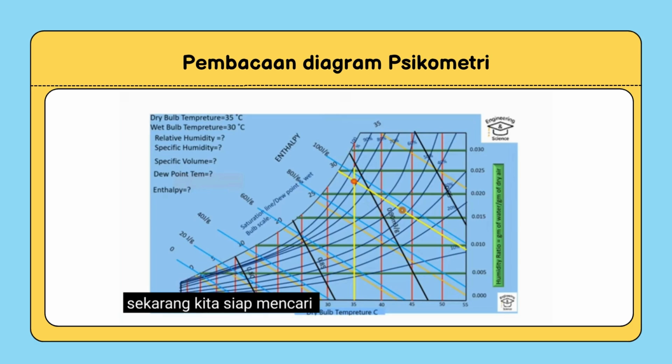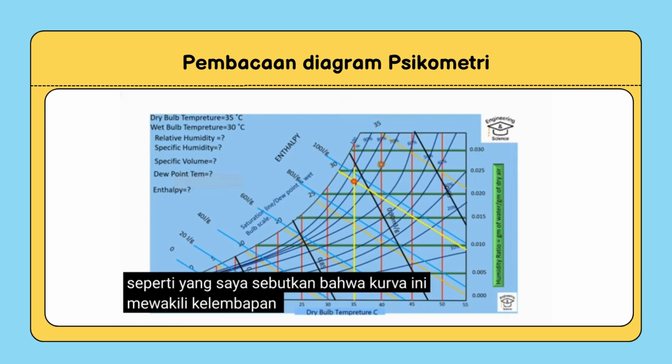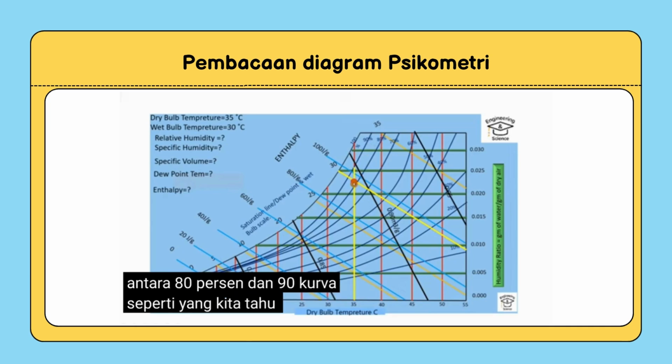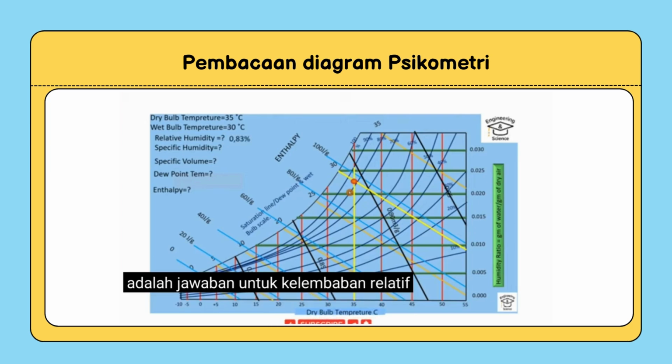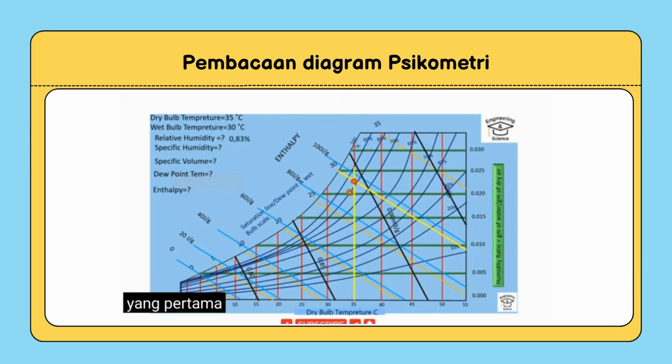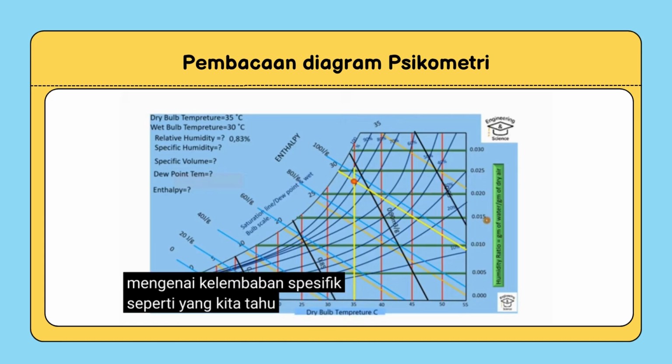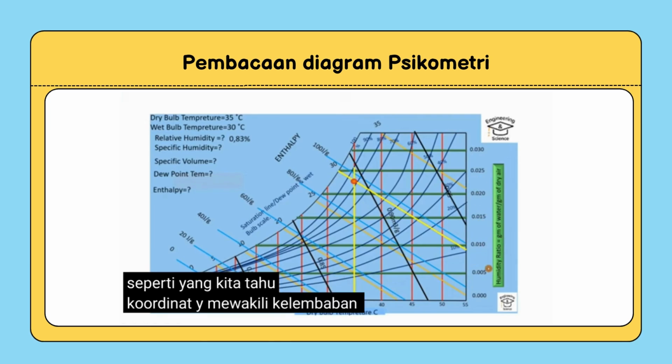Now we are ready to find relative humidity. As I mentioned, these curves represent relative humidity. It lies between the 80% and 90% curves, so about 83% is the answer for relative humidity. Next, regarding specific humidity, the y-coordinate represents specific humidity.